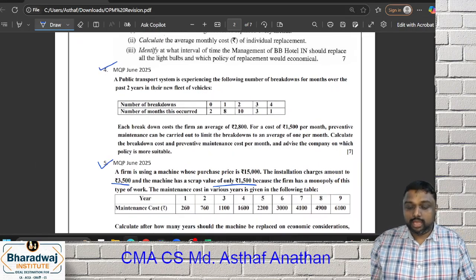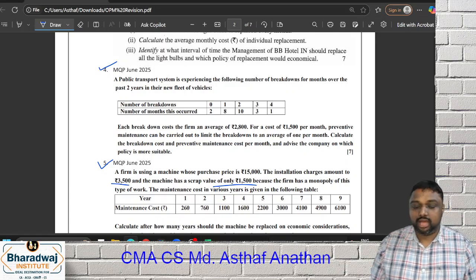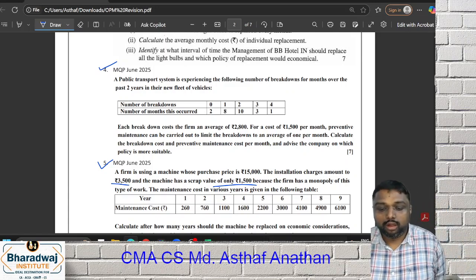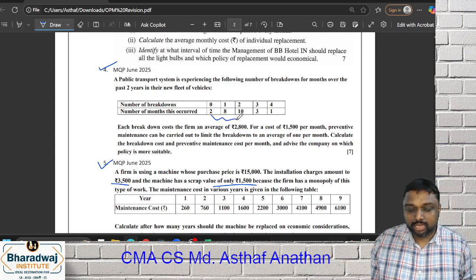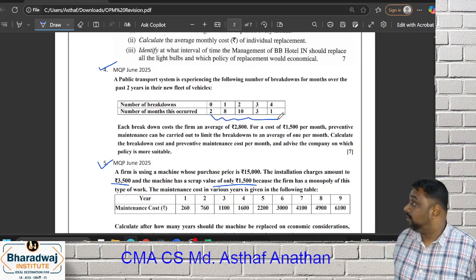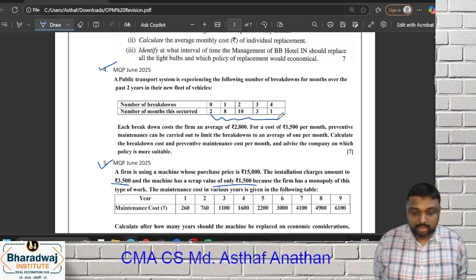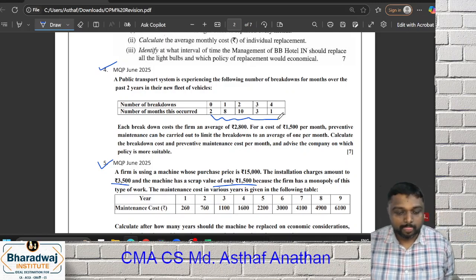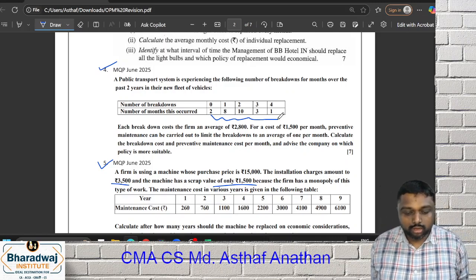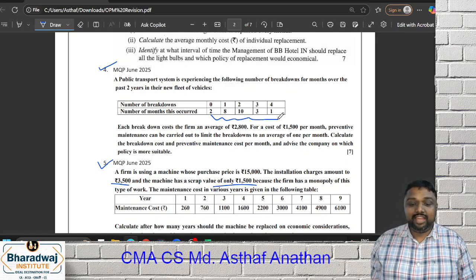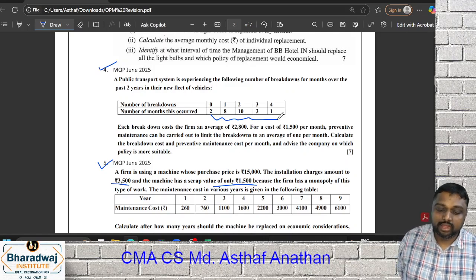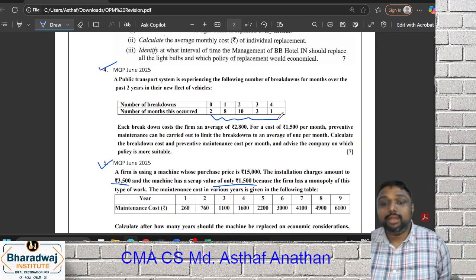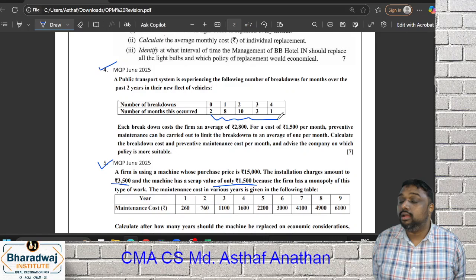So let's start. A public transport system is experiencing the following number of breakdowns per month over the past 2 years. Some months they have more breakdowns, some months they have fewer. Each breakdown costs the firm an average of 2,800. For a cost of 1,800, preventive maintenance can be carried out to limit the breakdowns to an average of one.